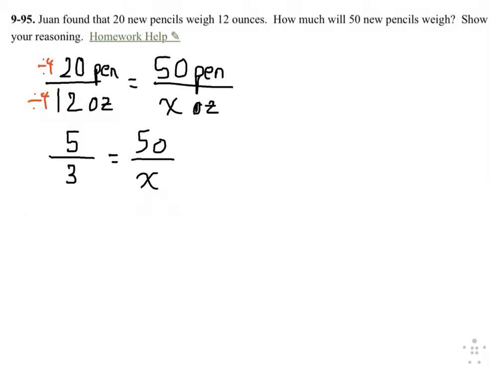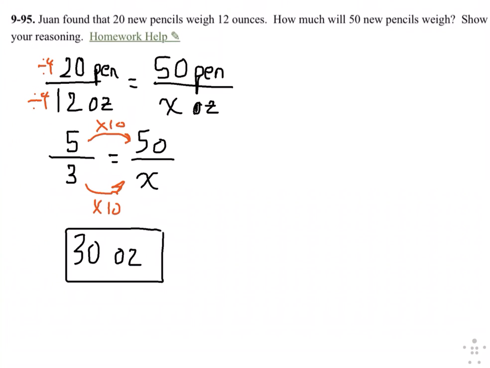And now you could cross multiply, but in these cases it's easier to see that we multiplied by 10 in the numerator, so we should multiply by 10 in the denominator. And we get 3 times 10 is 30, and that's ounces. So 50 pencils would weigh 30 ounces.